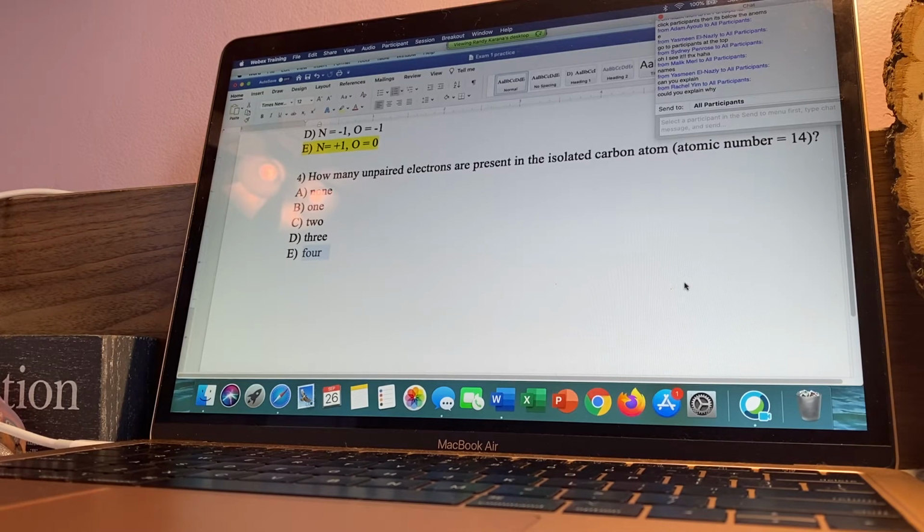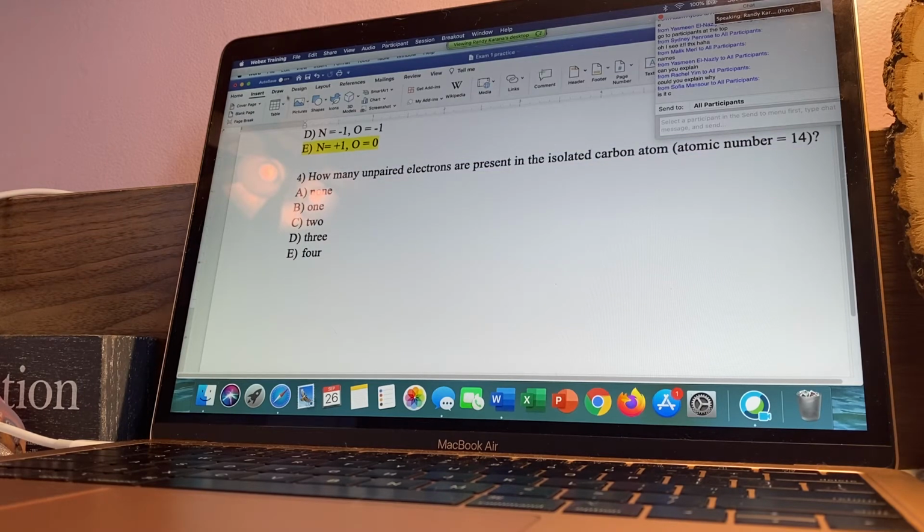Before I explain anything, when I took this class, I had this exact question on my exam, okay? And I was like, oh, carbon has 4 valence electrons, and so it has 4 unpaired electrons. But that's not right. I got that question wrong. The reason is, let's say we have carbon, okay?